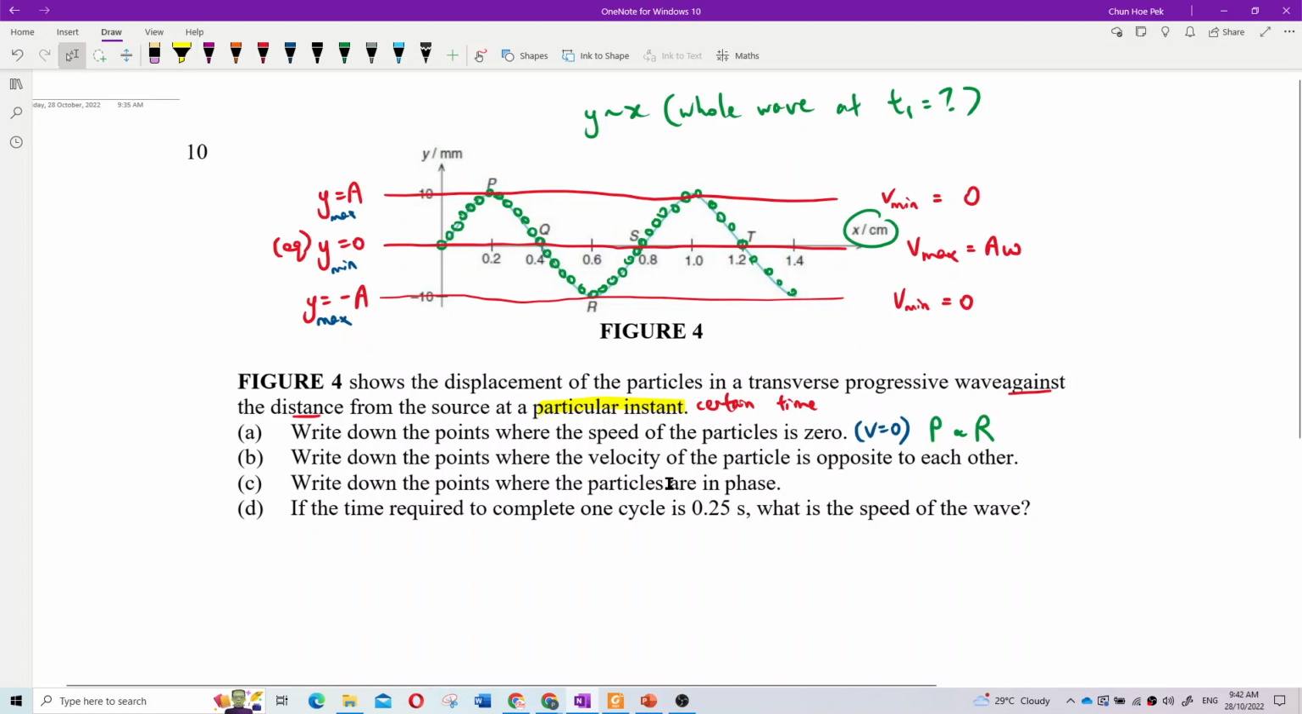Now, write down the points where the velocity of the particles is opposite to each other. Which ones? Q and S. That's correct. What about P and R, are they opposite? No. Velocity 0 means no direction. They stop. P and R cannot be said to be opposite, because at this time they are not moving and have no velocity at all. But Q and S have velocity.